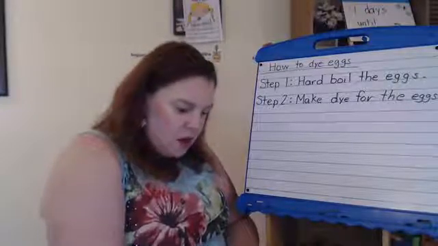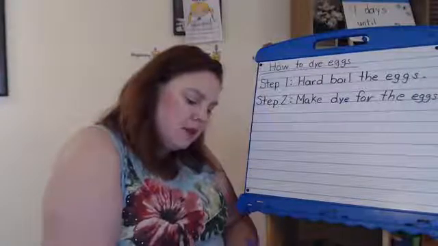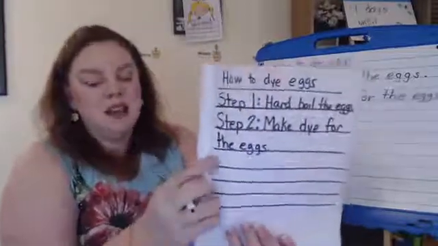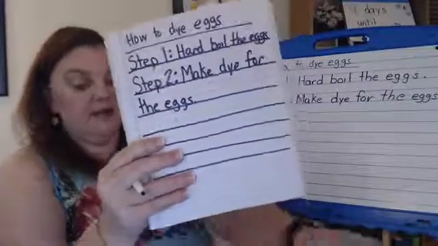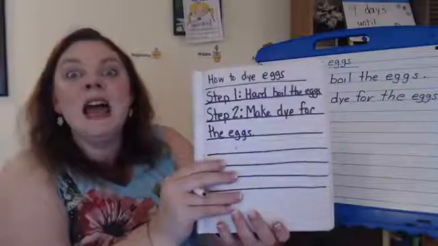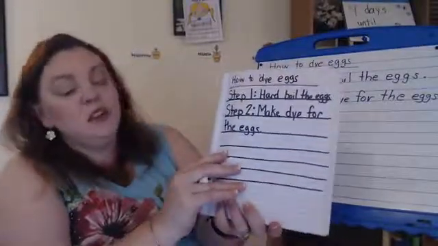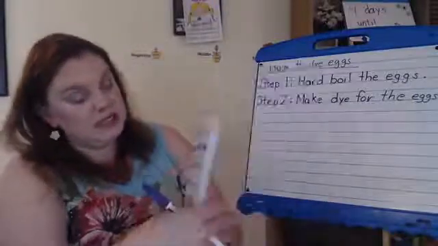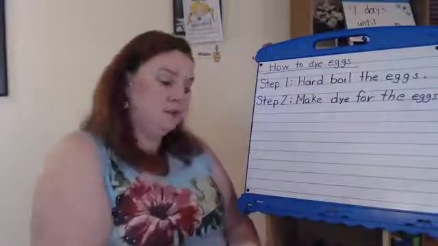Now, step 2 is a little bit longer, so I had to go down to the next line in order to finish my book. That is fine. You can do that. No worries, right? As long as it's neat, as long as it's legible, it's a new word for you guys today, legible, then you'll be fine. Legible means anybody could read it. It looks really nice. So, make dye for the egg. Step 1, step 2.